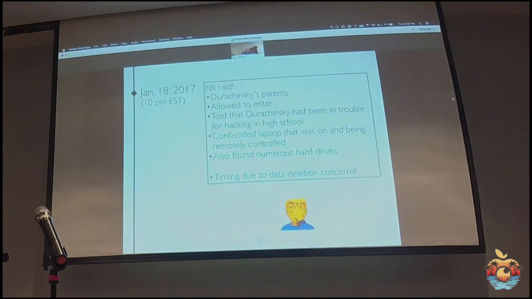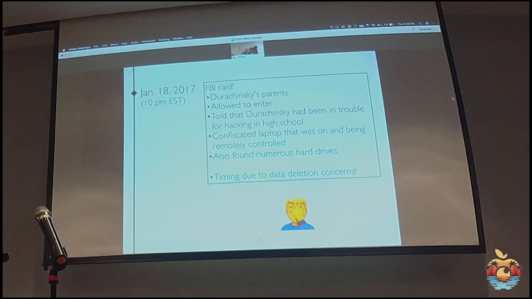So then about 12 hours later, the same day, the FBI raided Durachinsky's place of residence, the address that they traced to this IP. And the house turned out to belong to Durachinsky's parents. They lived there, and he sometimes would stay there on the weekends. So he didn't really live there anymore.